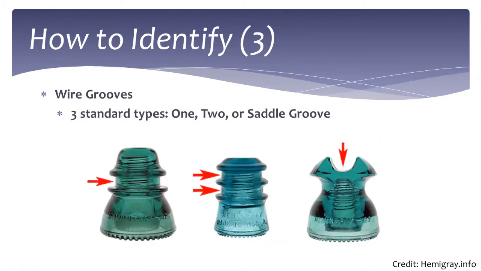The third thing to look for is wire grooves. That's where the wire is going to wrap around our insulator. And there are 3 different types. One, so you can see the wire groove in here between the ridges. You might have 2 wire grooves, 2 grooves in here, and then a saddle groove, so the wire is actually going to sit on top of the insulator in that groove.